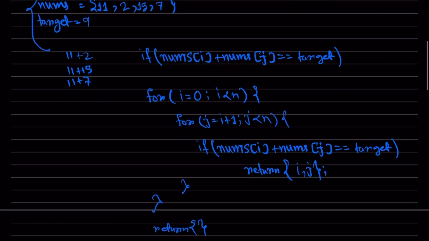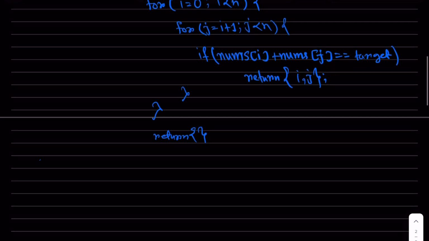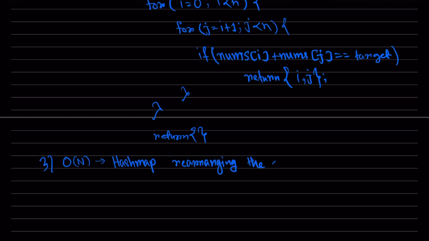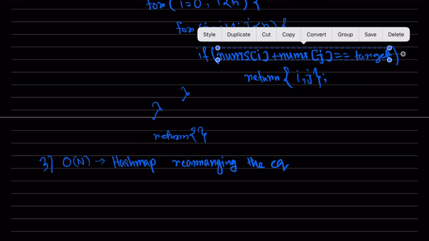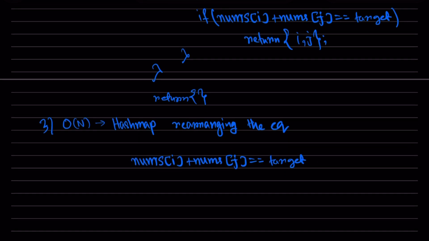Okay, so now that we have understood the brute force solution, let's talk about the optimal solution, which is the O(n) time complexity. In this particular solution, we'll be using the concept of a hashmap and rearranging the equation. In this case, our equation is this. Copy and paste it. Our equation is this, and I'll just rearrange the equation first, and then when I do the dry run, you guys will understand what I'm doing.